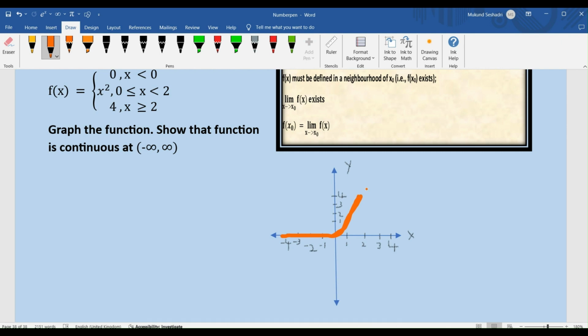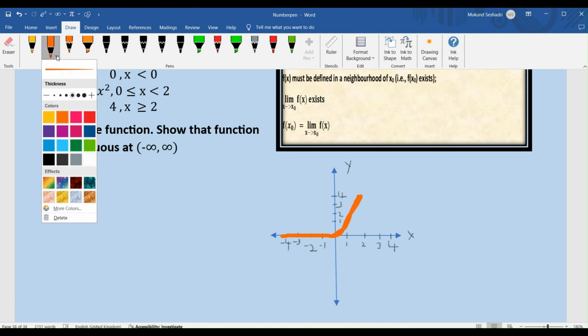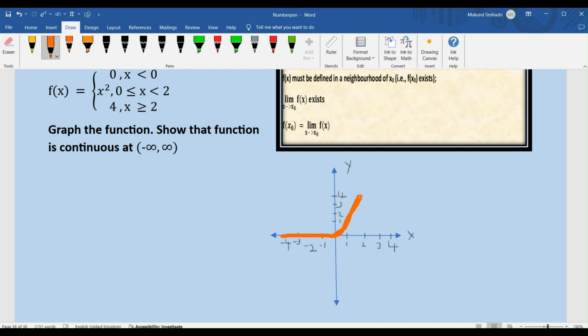So for all values x greater than or equal to 2, the function is just a straight line which is parallel to the x-axis, right? So this is my 4, this is my x square, and this is my 0, right? So this is my first interval, x less than 0.